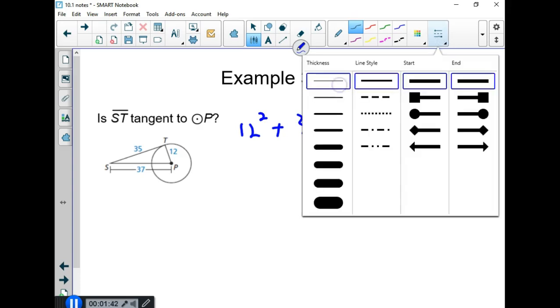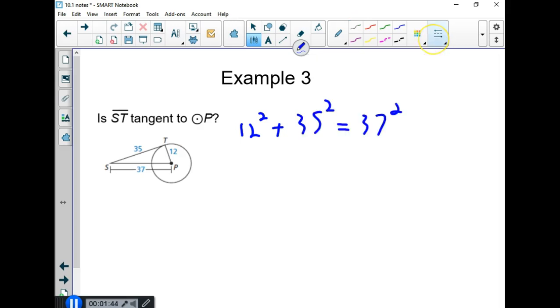Okay? Now remember, in this case, we're trying to prove this is a right angle. If that's the right angle, then this is the hypotenuse. Not to mention it's also the longest side, so that's why 37 is C.